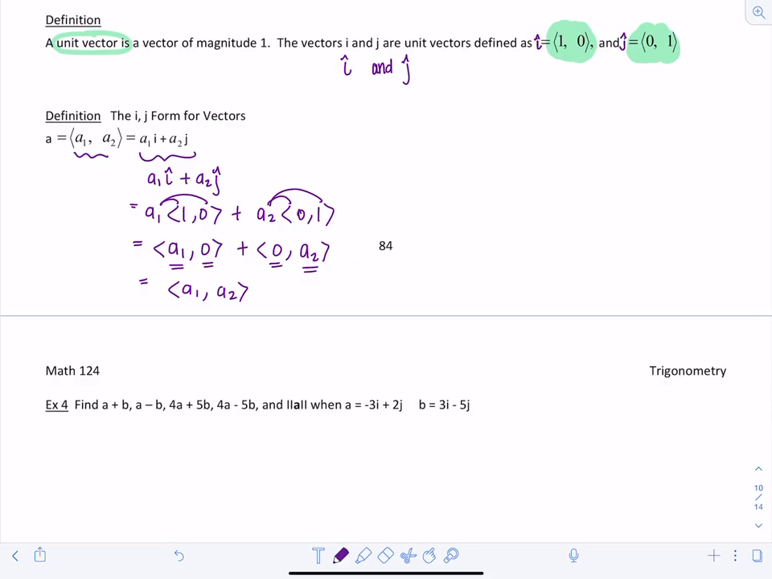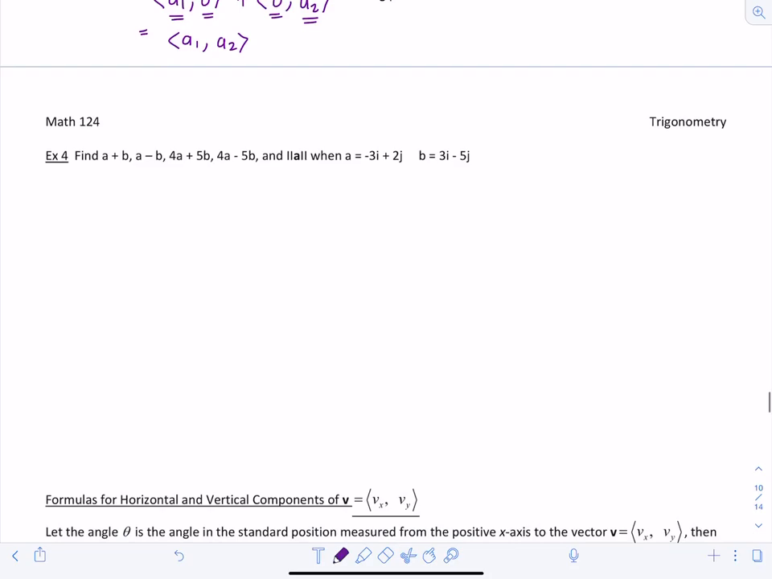Okay, so let's work on an example here. Find a plus b, a minus b, 4a plus 5b, 4a minus 5b, and the magnitude of a. So all the same stuff they asked us for before. When a is negative 3i hat plus 2j hat, and b is 3i hat minus 5j hat. So if you don't like this I hat, j hat notation, which most students don't, then you can rewrite it. We'll write vector a with components negative 3, 2, and then vector b has components 3, negative 5. Okay, and then maybe it'll be a little more user-friendly for you, which is fine.